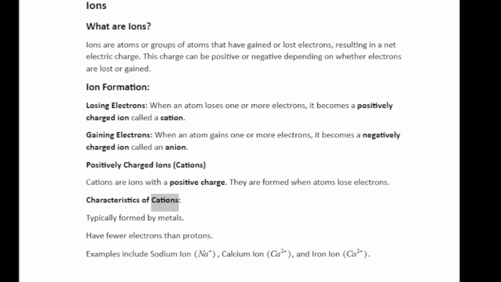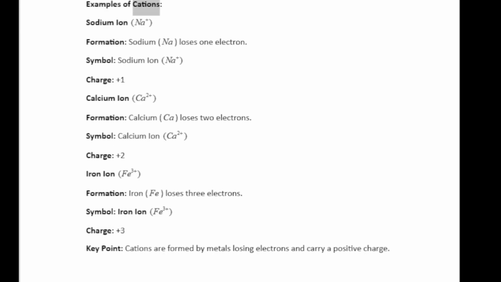Characteristics of cations. Typically formed by metals. Have fewer electrons than protons. Examples include sodium ion, calcium ion, and iron ion. Examples of cations. Sodium ion. Formation. Sodium loses one electron. Symbol. Sodium ion. Charge. +1.